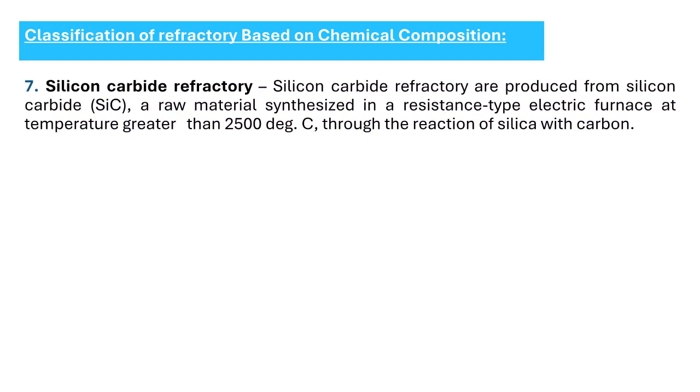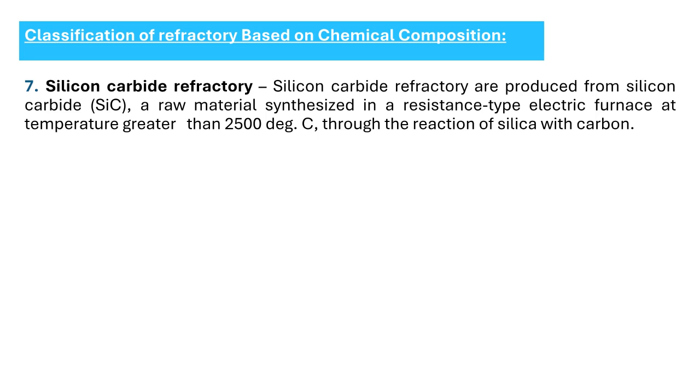Next, let's explore silicon carbide refractories. These are produced from silicon carbide, a synthetic material created in a resistance-type electric furnace at temperatures above 2500 degrees Celsius. The process involves reacting silica with carbon at these extreme temperatures, resulting in a material that is incredibly hard, extremely strong, and has outstanding thermal conductivity.